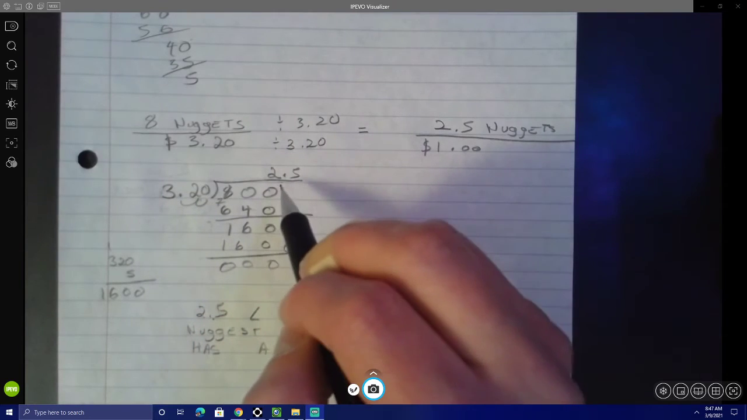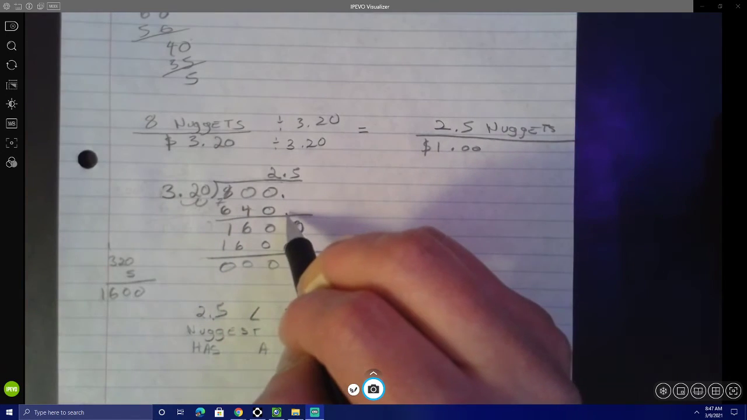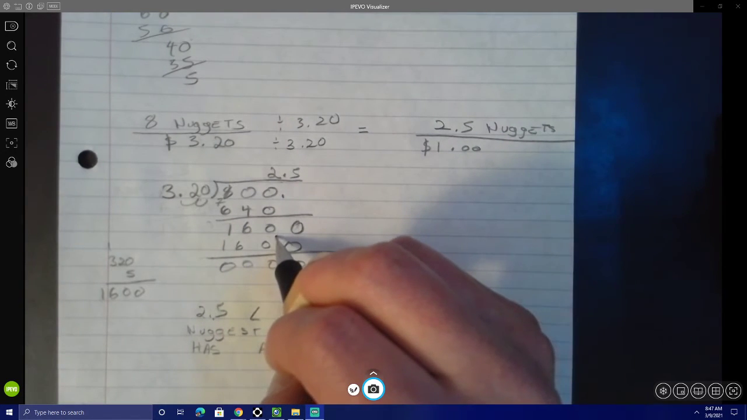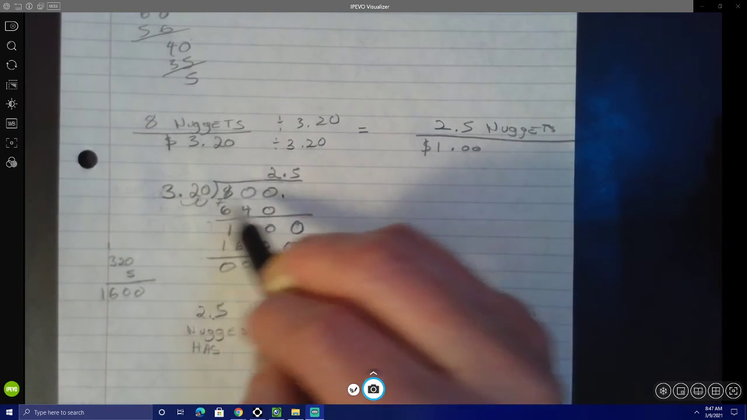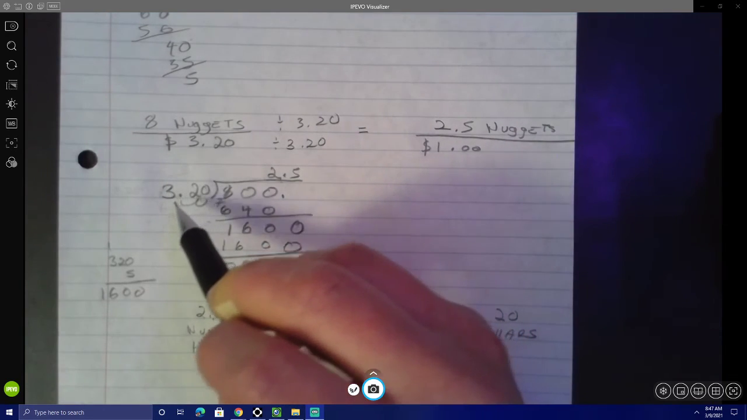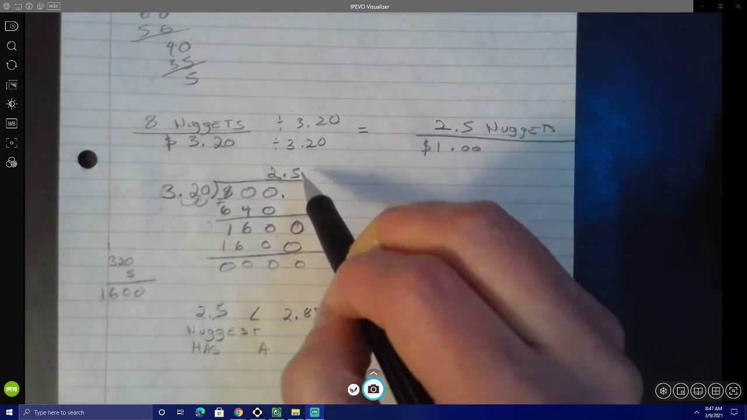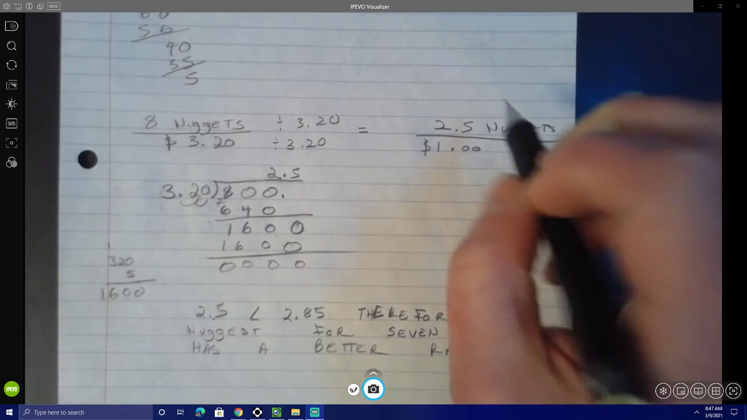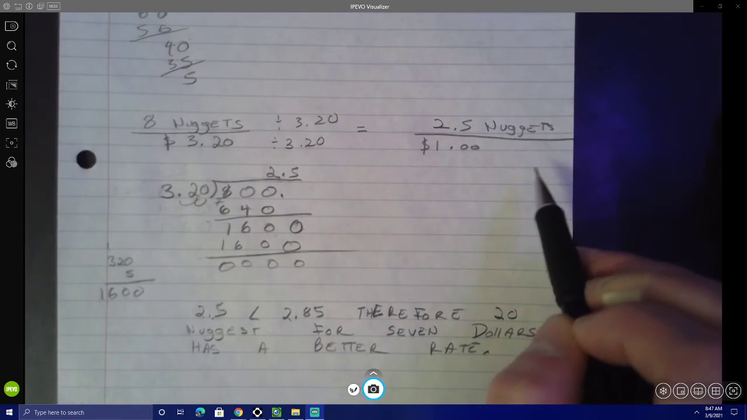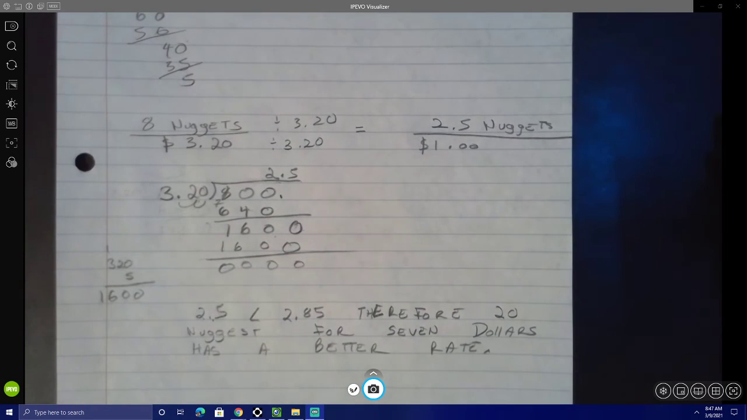I know 320 can go into 800 2 times, and that's 640. I get a remainder of 160. I do see 320 can't go into 160, so I put a decimal point, bring down a 0. And I do see that 320 can go evenly into 1600, and that's if I take 320 times 5, and that would give me 2.5 nuggets for every dollar spent. Now I can do my comparison. 2.5 is less than 2.85, therefore 20 nuggets for every $7 has a better rate.